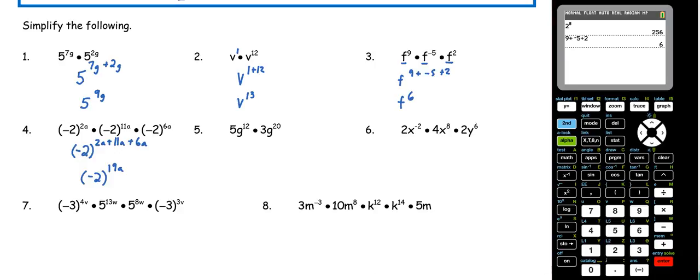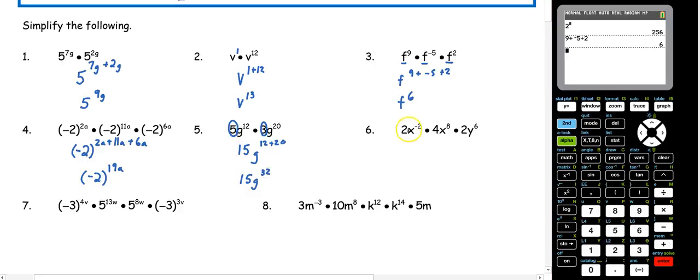Now, number 5, notice that we have these numbers here. We have 5 and 3. If we have numbers that do not have exponents, they're going to get multiplied together. So 5 times 3 is 15. And then we're going to add our exponents, get 12 plus 20 gets us 15g to the 32nd power.